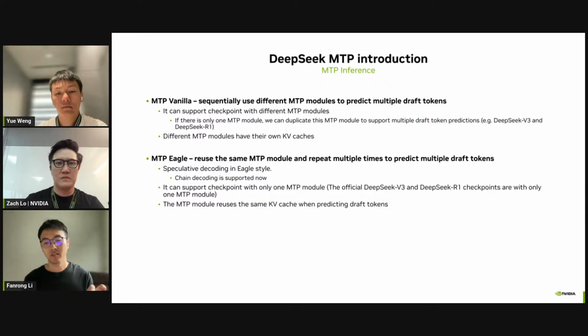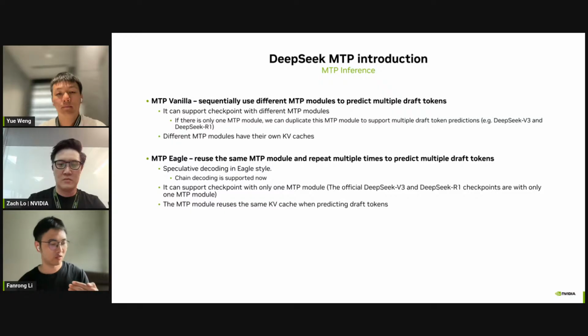For example, we may have some models with MTP modules, and those MTP modules have different weights. So for such a checkpoint, we will use MTP vanilla to support it. And MTP equal is different. MTP equal uses the same MTP module and repeats it multiple times to predict multiple draft tokens.